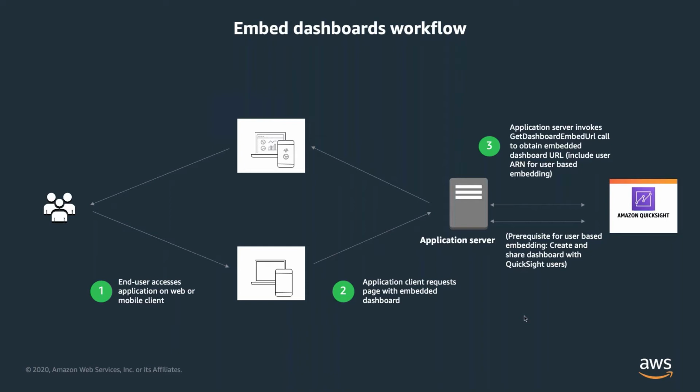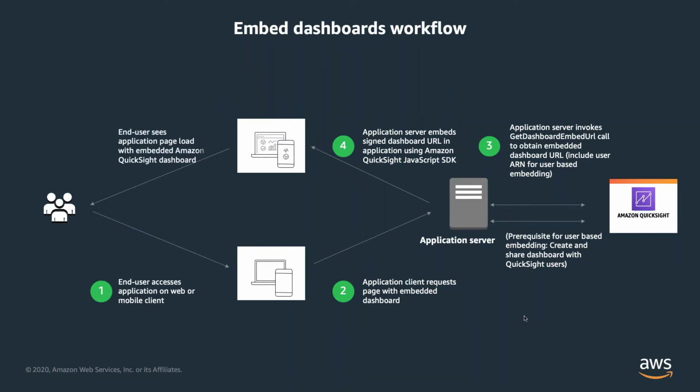Now, once the server generates the embedded URL using the API, it sends it back to your front end, and using JavaScript and even QuickSight's JavaScript library, you can embed that into your front end application, and users can now see the data, the embedded dashboard, within your application.